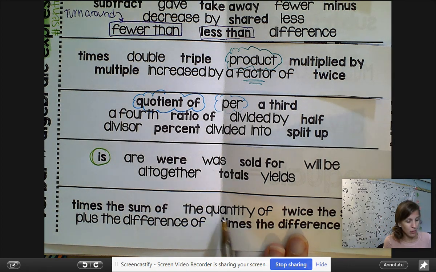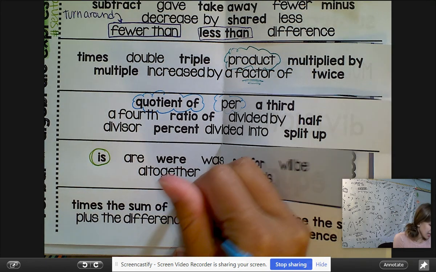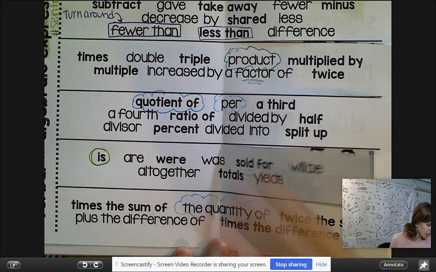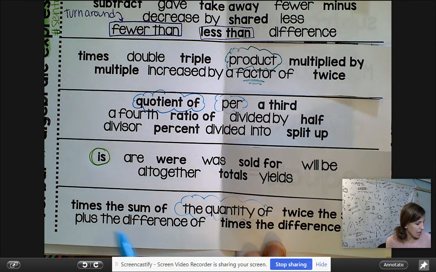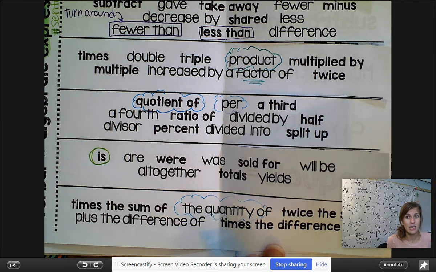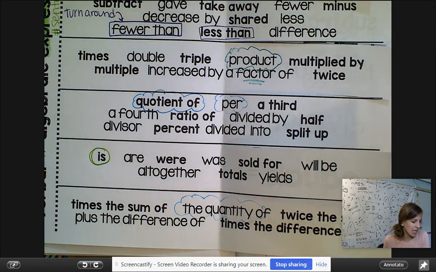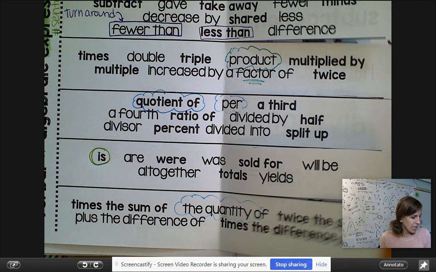Or the quantity of, quantity is one that's used a lot. Oops, I already used this color. Oh, well. But then twice the sum plus the difference. So I'm going to add and then subtract, or times the difference of, which is another one of those distributive property things that we talked about before.